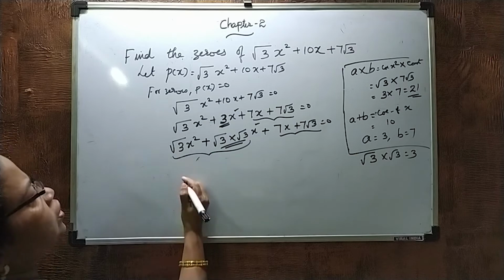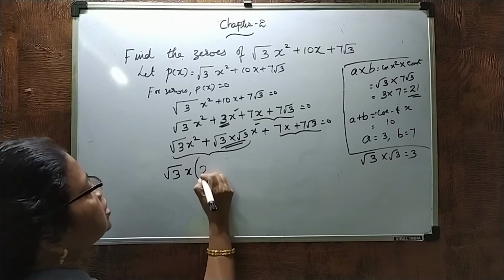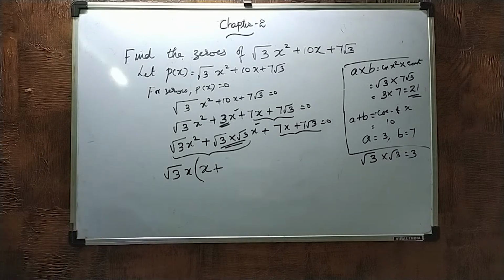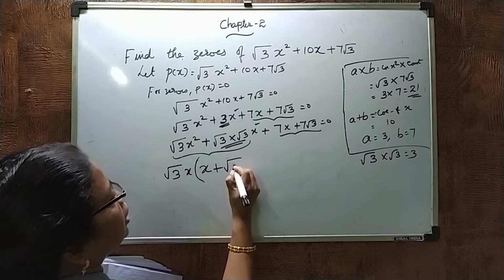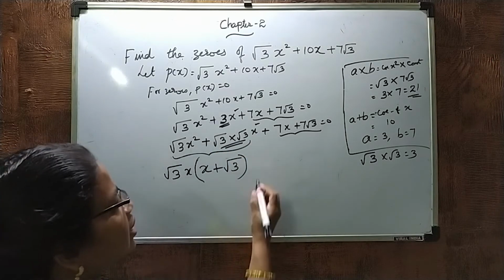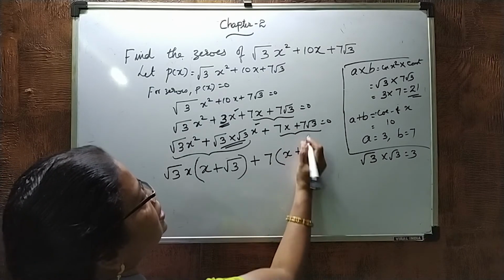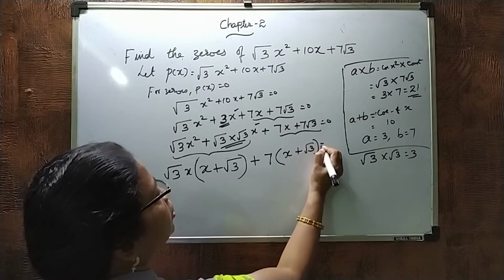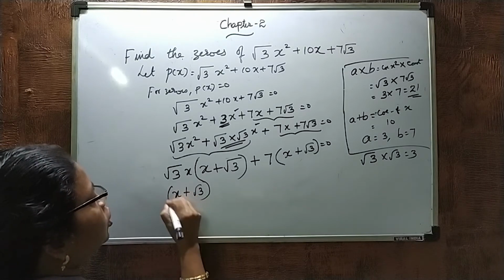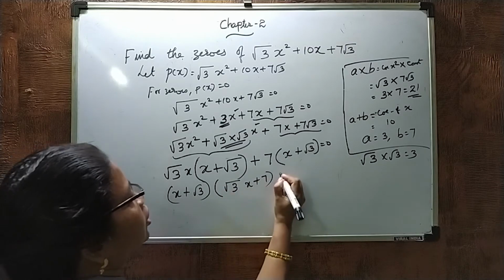Take root 3 outside. Root 3 x we are taking outside. The balance is x. Plus here, one root 3 outside, and then the balance is root 3, since the x is gone. Plus 7 taking outside, the balance is x, plus 7 taking outside, the balance is root 3, equal to 0. Now the common factor: x plus root 3 into root 3x plus 7 equals 0.